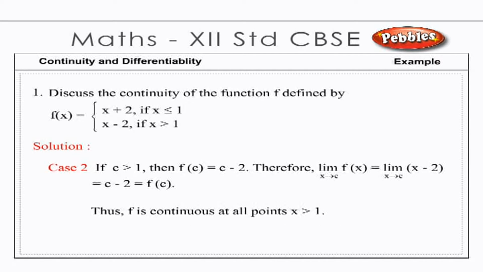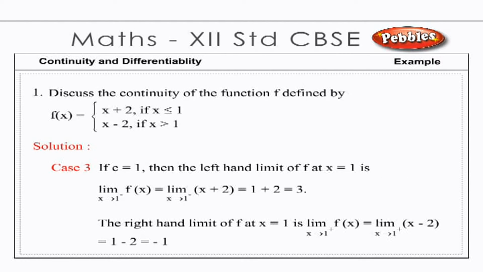Case 2. If c is greater than 1, then f(c) = c - 2. Therefore, the limit as x tends to c of f(x) equals the limit as x tends to c of x - 2, which equals c - 2, which equals f(c). Thus, f is continuous at all points x greater than 1.